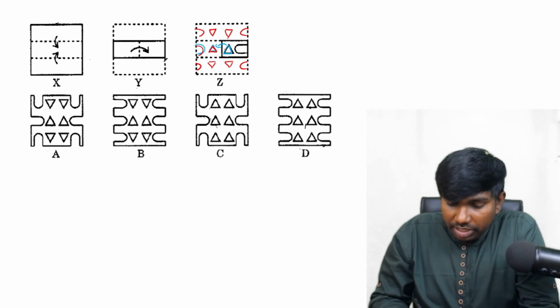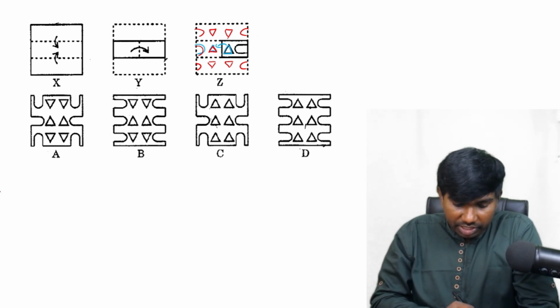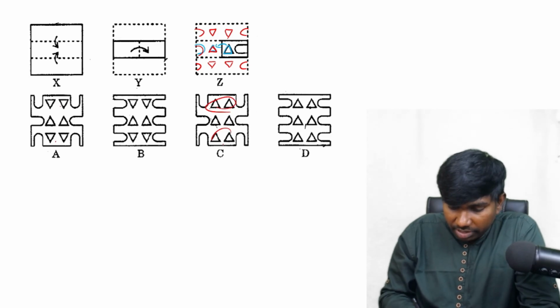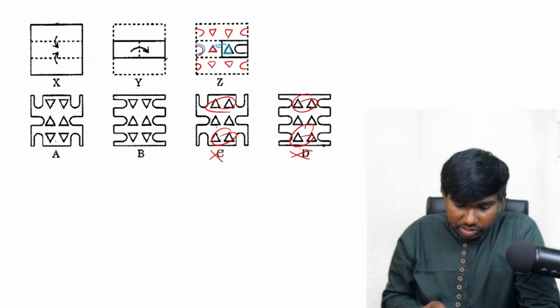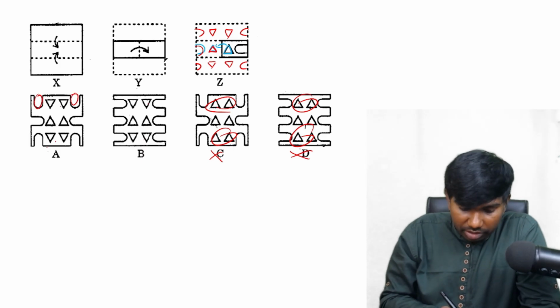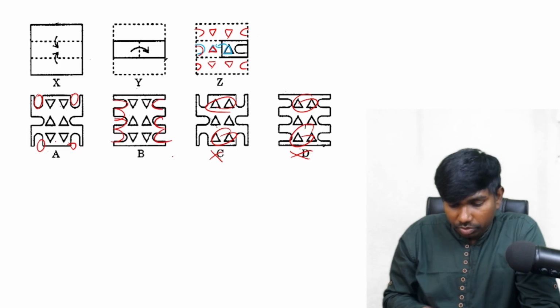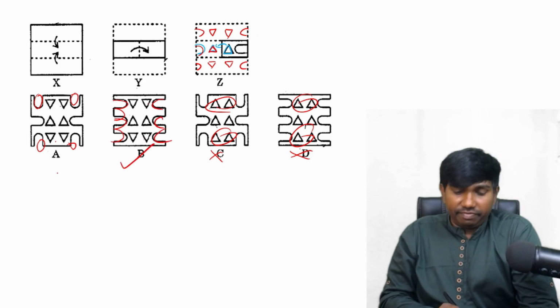In the middle only normal triangles, top and bottom inverted triangles. So the middle ones are normal triangles, and the top and bottom are inverted triangles. And there is no cut on the top and bottom, right? So all the cuts are sidewards only, left side and right side only. So figure B is the answer finally.